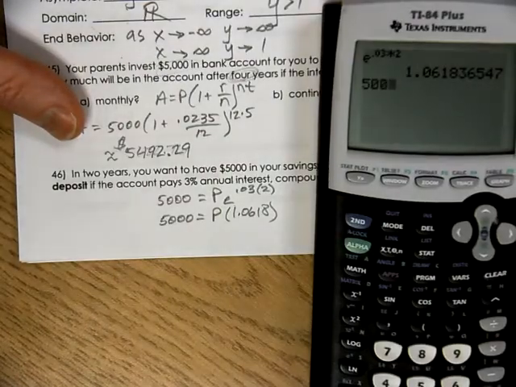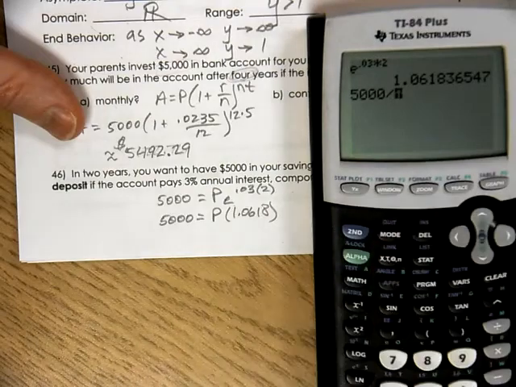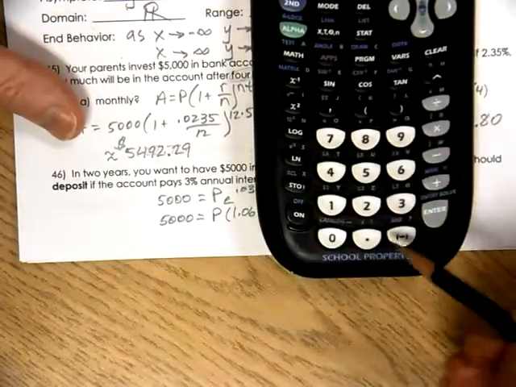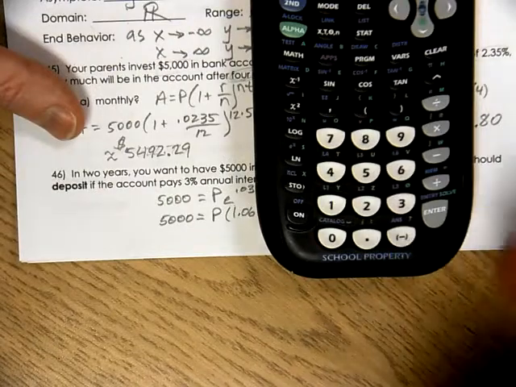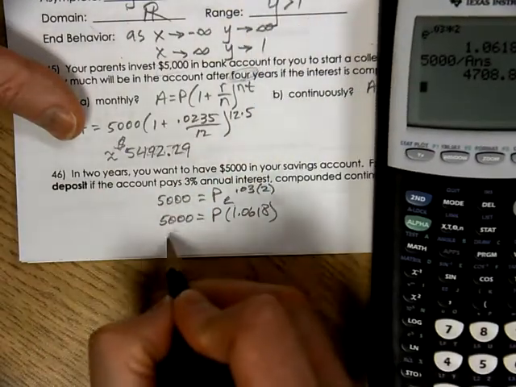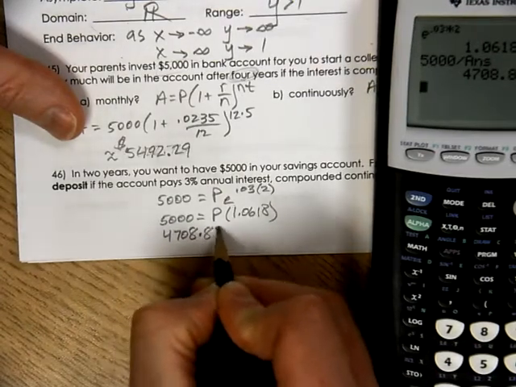So we're going to take 5,000 and we're going to divide by the real answer. So I'm going to say answer, and that can be found under your negative button. And that gives us $4,708.